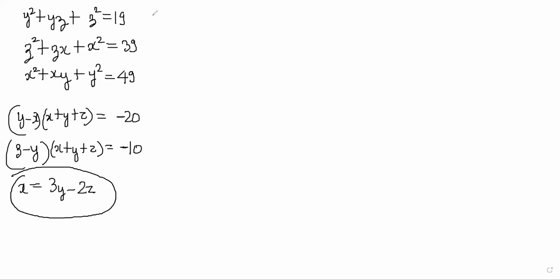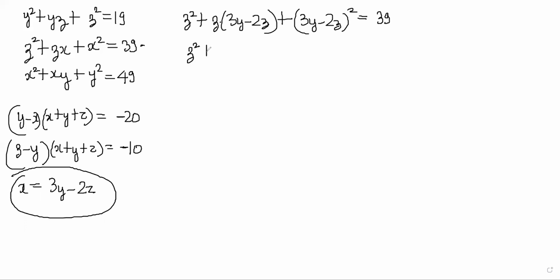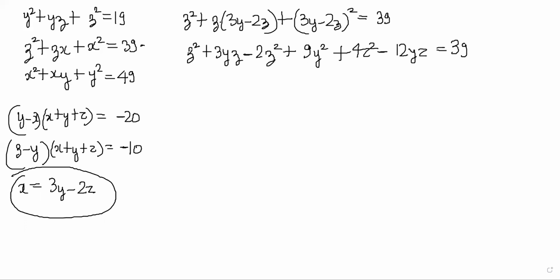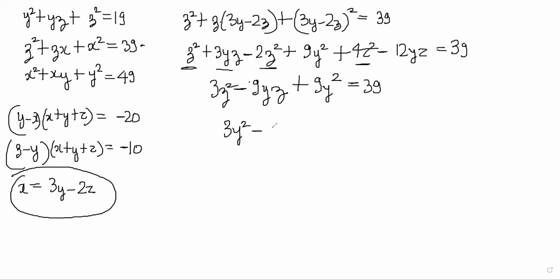And if we put this in the second equation, x is equal to 3y minus 2z, right? So what we'll get is z square plus z into 3y minus 2z plus 3y minus 2z whole square is equal to 39. So what this becomes is z square plus 3yz minus 2z square plus 9y square plus 4z square minus 12yz is equal to 39. So this becomes 5 minus 2, so 3z square, and plus 3yz minus 12yz, so minus 9yz, plus 9y square is equal to 39. So dividing by 3, we get 3y square minus 3yz plus z square is equal to 13.